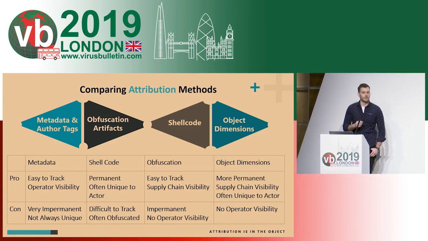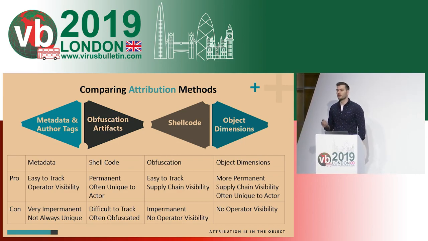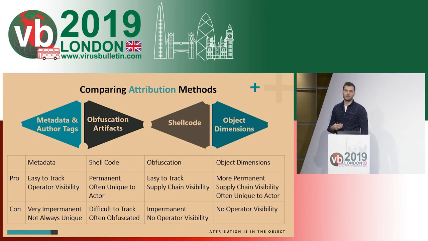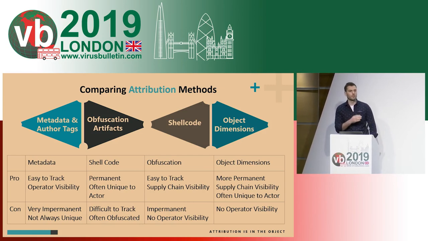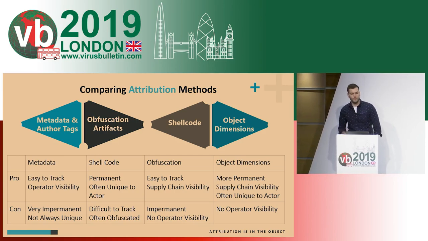Shellcode is more permanent, probably the most permanent that we talked about, and can be very unique to the actor. But there is a sophistication boundary for analysts to be able to track these and make appropriate comparisons across campaigns, so it is technically challenging to do shellcode attribution.